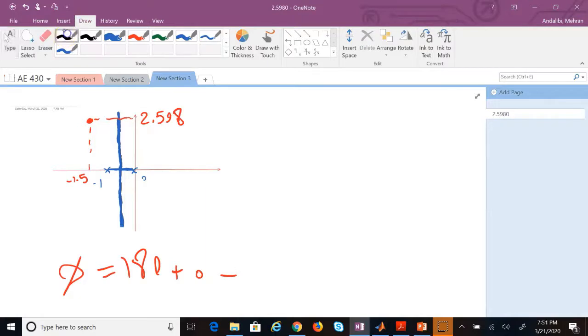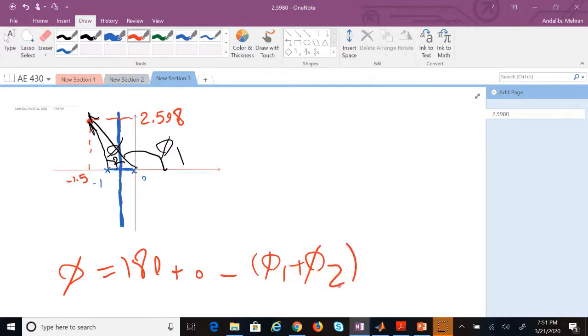So what I need is to connect these original poles to this new pole like this and like that, and then measure the angles and subtract them from 180. So one of the angles is this one. If I call it phi 1 or theta 1, whatever you want to call it, and the other angle is this one here. If I call that phi 2, so it is 180 plus nothing because there is no zero, minus the summation of these two angles, phi 1 and phi 2. That is the angle deficiency.